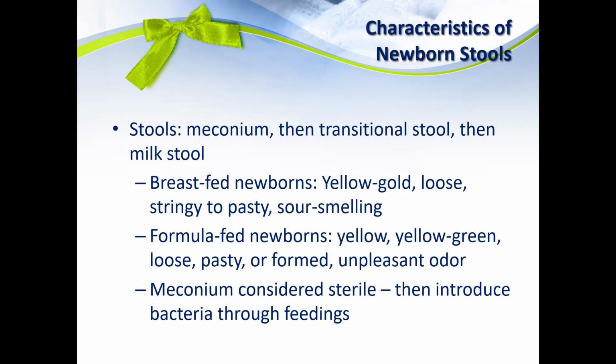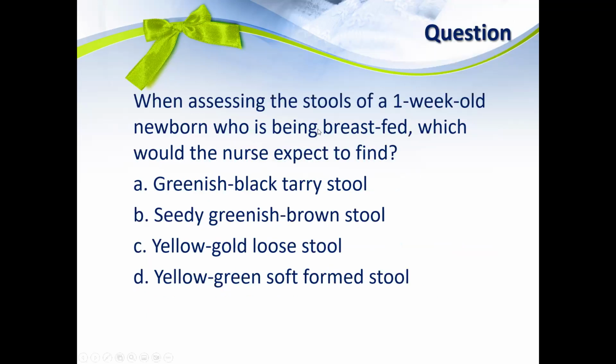Newborns that are fed early pass stools sooner, and that helps reduce the bilirubin buildup as well. So if we feed them early, we can eliminate some of that bilirubin and hopefully eliminate the risk for them developing jaundice. When assessing the stools of a 1-week-old newborn being breastfed, what would the nurse expect to find?